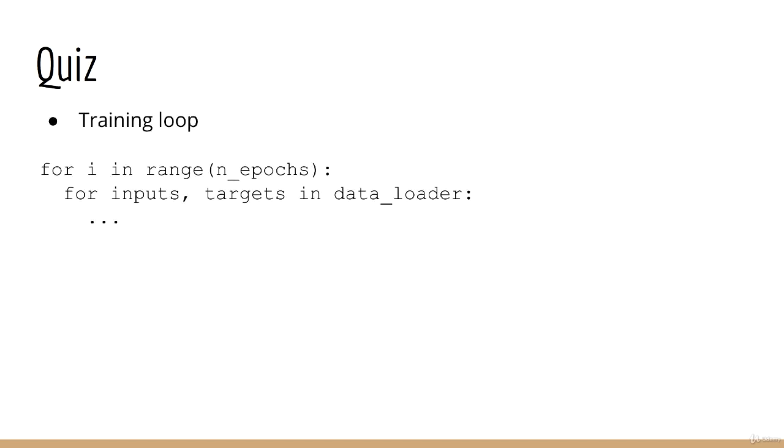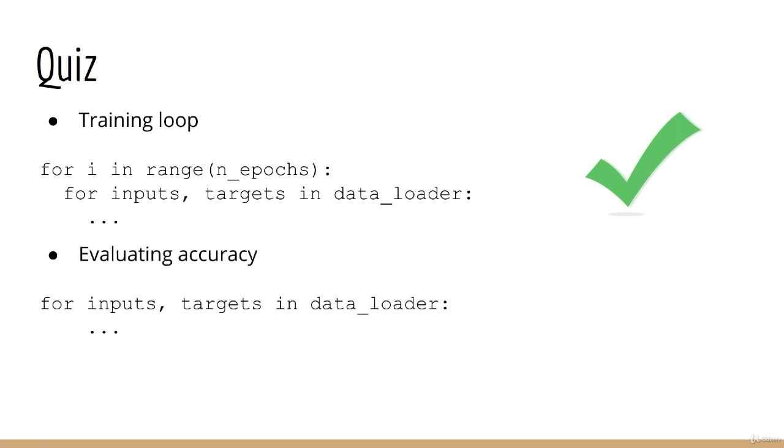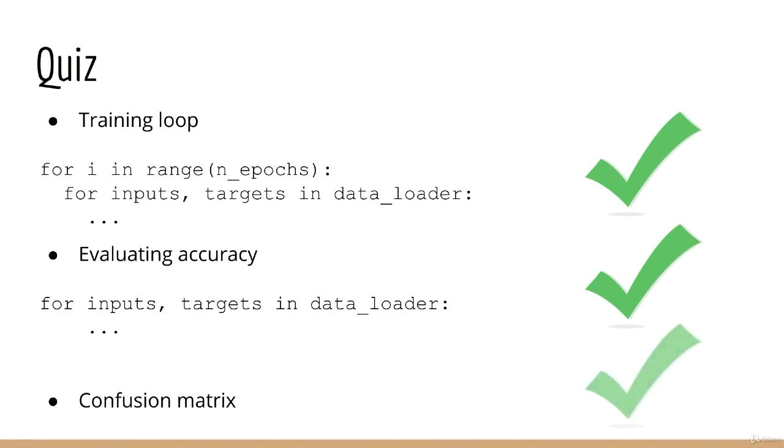So just as a quiz, let's think about which of these steps will be the same and which will be different. First, the training loop. As you know, we'll be doing batch gradient descent. Will this be the same or different? The answer is the same. Next question. Let's consider evaluating the accuracy of the model. Will this be the same or different? The answer is the same. Next question. Let's consider plotting the confusion matrix given the model predictions and model targets. Will this be the same or different? The answer is the same.